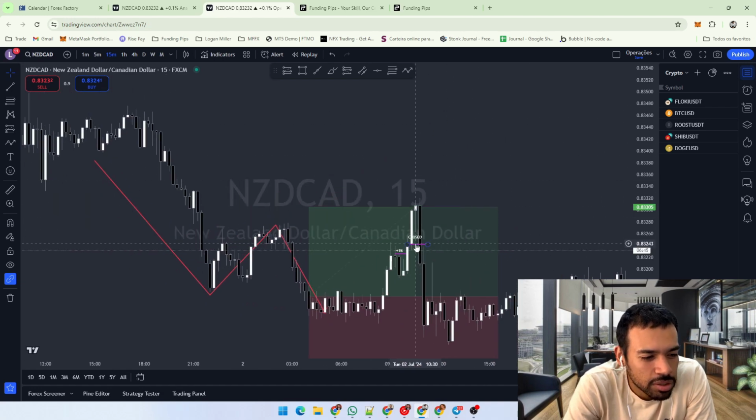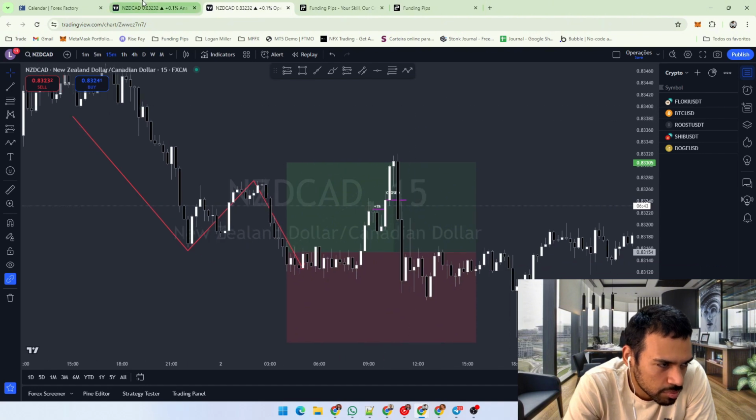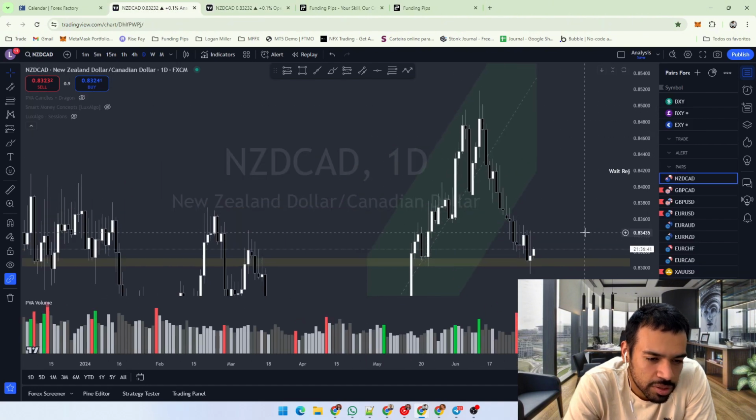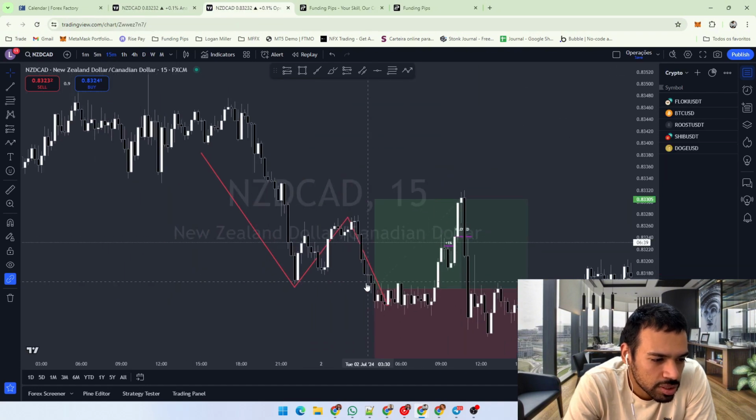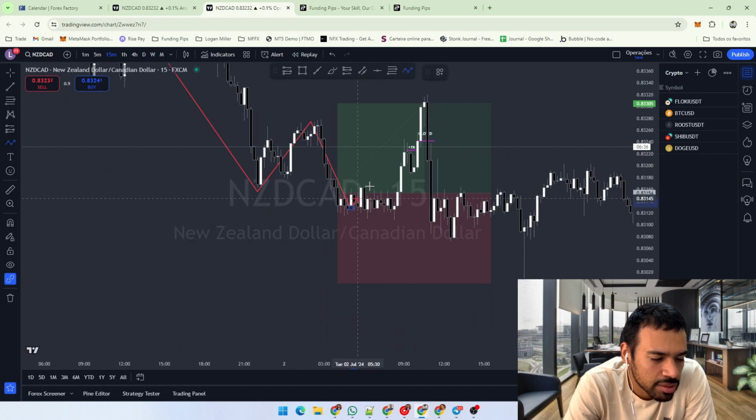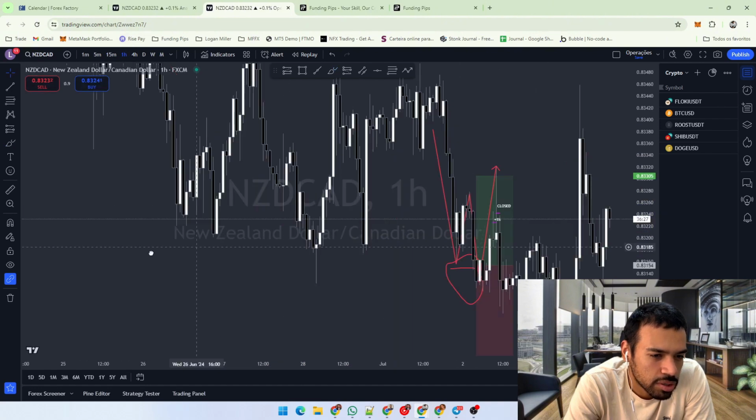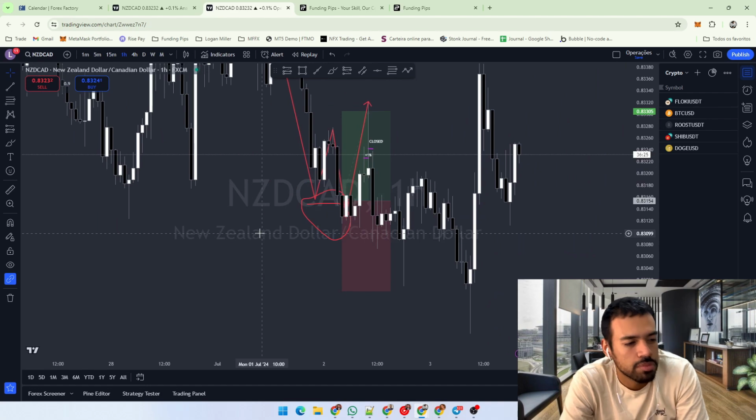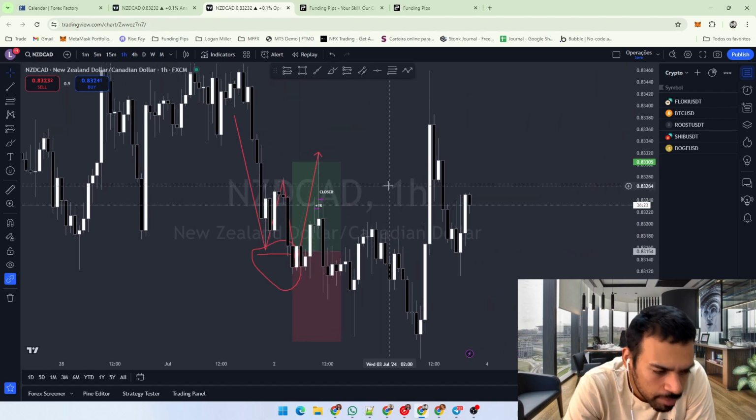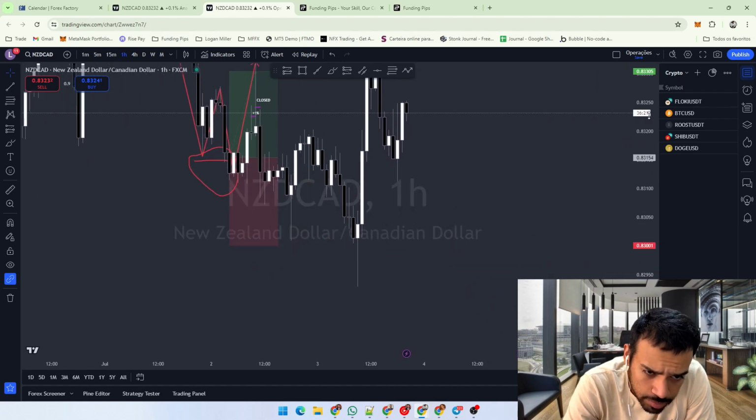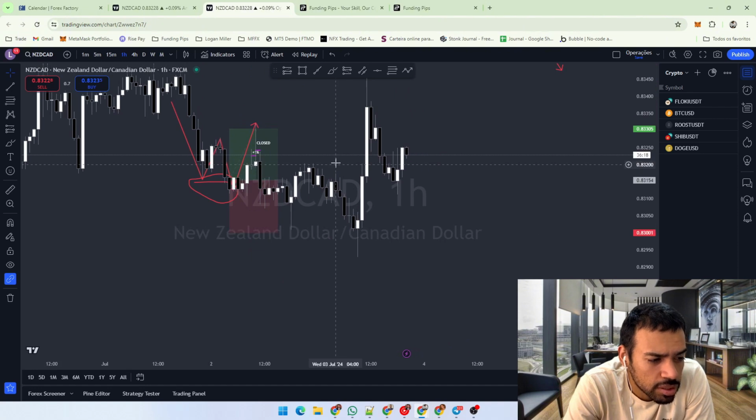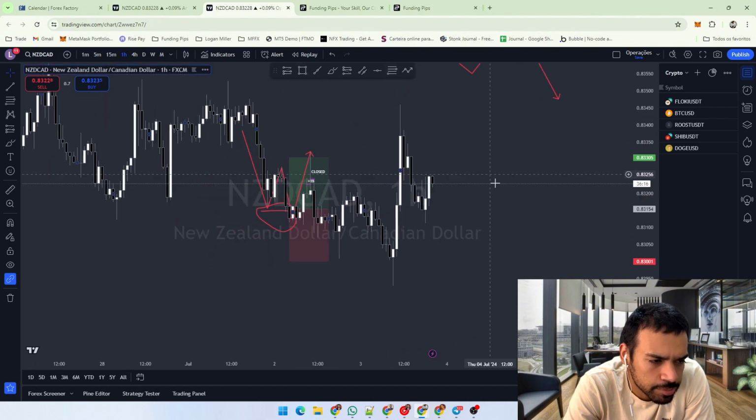Okay, so I close right here because of the news. We have this trade right here. So here you can see exactly my strategy. Okay, we have exactly the pattern I like to trade. In 1 hour it's a little better to see. Okay, and we have my pattern right here again, but I don't take this trade.